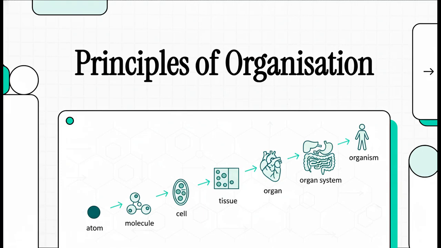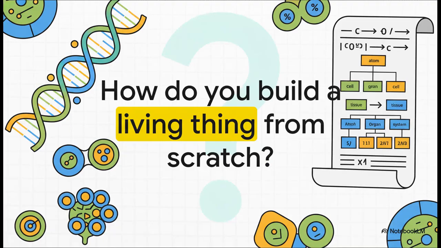All right, let's dive into a really core concept for your GCSE biology exam, the principles of organization. Seriously, if you can get your head around this, the whole topic just clicks. So let's get started. So imagine this. How would you build a living thing from scratch? I mean, where would you even begin? It sounds mind-blowingly complex, right?